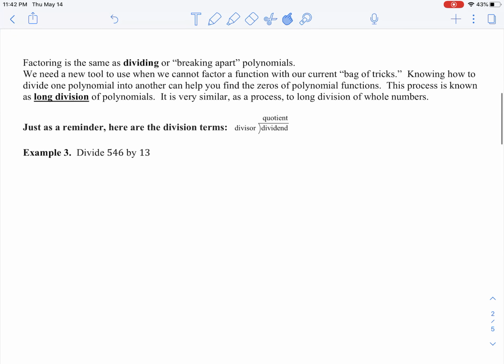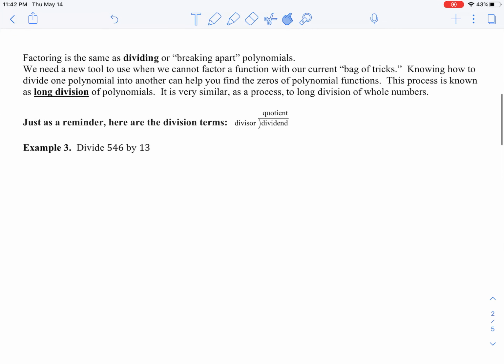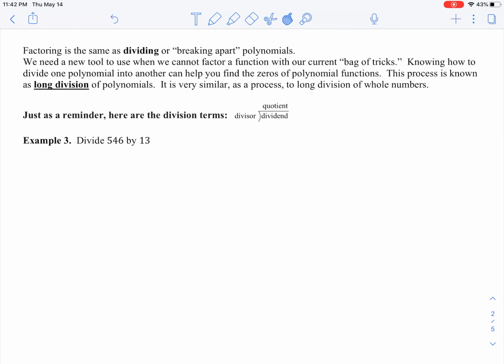So when we start factoring polynomials, that's the same thing as dividing or breaking apart the polynomials. And so if something doesn't factor with a way that we know how, we need another process. And that process is long division. And it's very, very similar to the process that we use to long divide our whole numbers that we learned clear back in elementary school. And so we have to review some division terms. This is how we would set up a long division problem.